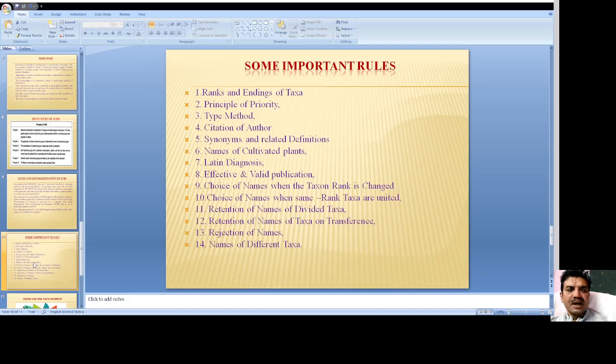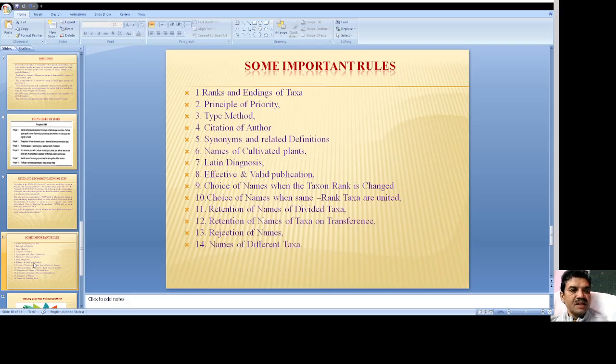ranks and endings of the taxa. For example, for family the suffix -aceae is to be used. For order, -ales, for example Ranales, or Ranunculaceae. So these are the principles used, adopting certain suffixes for every particular taxon. The principle of priority has already been told.